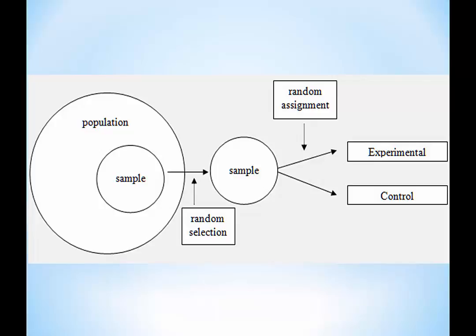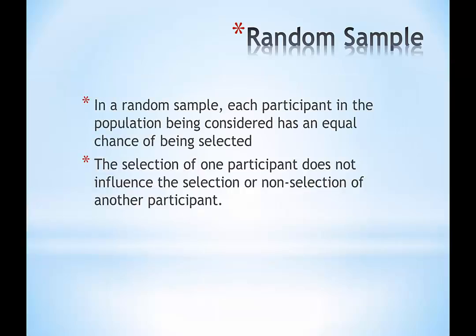And we'll keep coming back to this graphic a couple more times in this screencast. So in that random sample, each participant in the population being considered should have an equal chance of being selected. And I'll say that a couple different ways because it can manifest itself in different ways. The selection of one person should not influence the selection or non-selection of the next person. In other words, there shouldn't be any contingency.